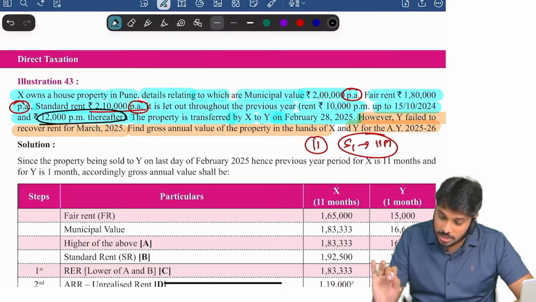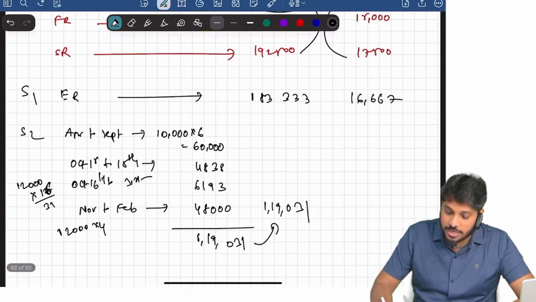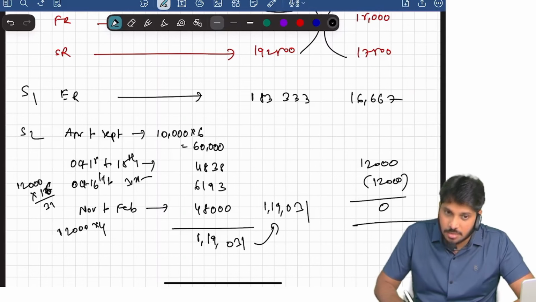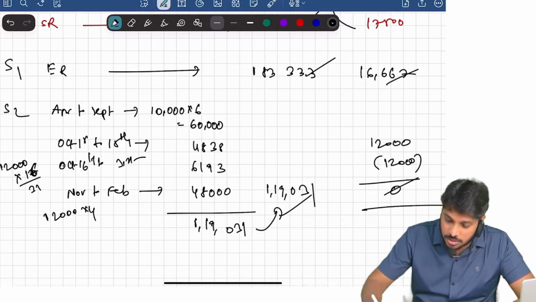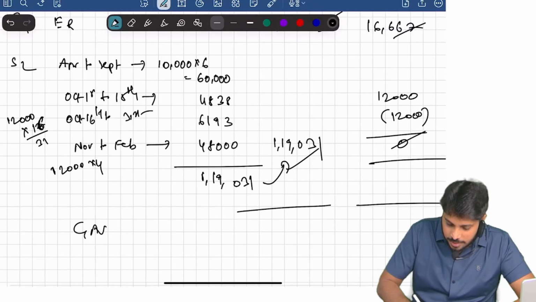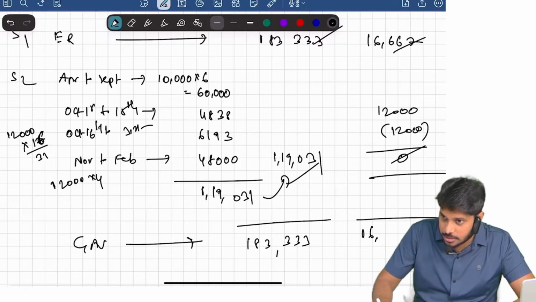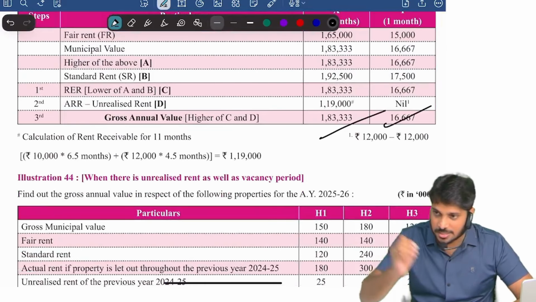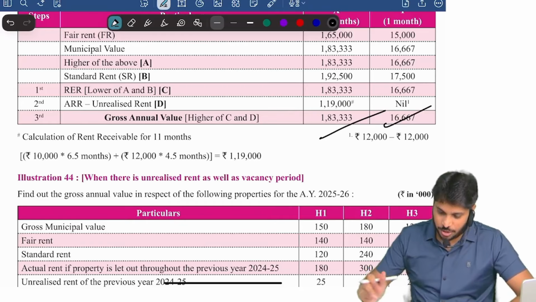Vacancy information not given. Whereas step number 2, for Mr. Y, he could not realize the rent. For him, unrealized rent is what? 12,000 receivable. Unrealized rent is again 12,000, therefore 0. But irrespective of that, vacancy is not there. Whichever is higher, this or this, gross annual value is equal to 1,83,333. Here it is 16,667. How much is the answer? Wow, fantastic. Straight correct answer. That's it. Easy or not?